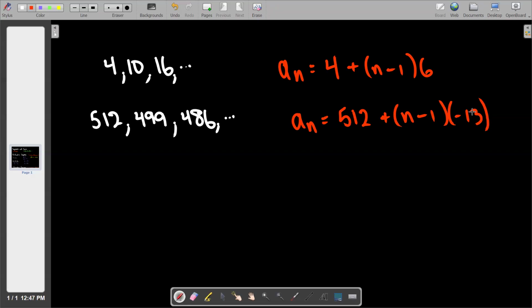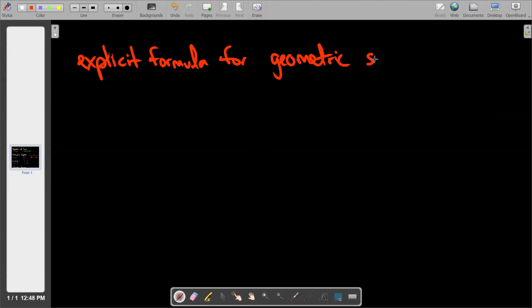Okay, so the logical place to go now is finally, how do I write the explicit formula for a geometric sequence? So I'm going to write this down for you. The explicit formula for a geometric sequence is a sub n equals a sub 1 times r to the power of n minus 1.